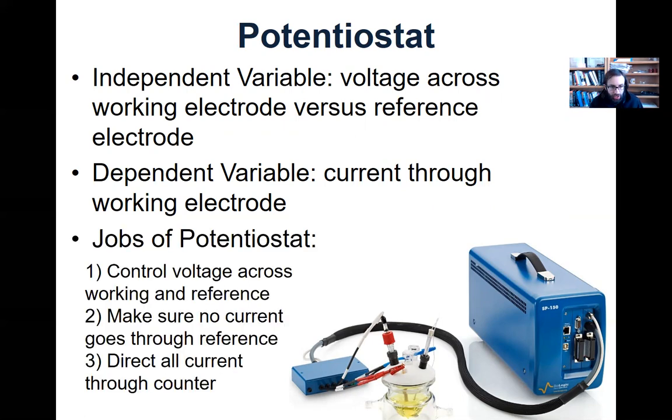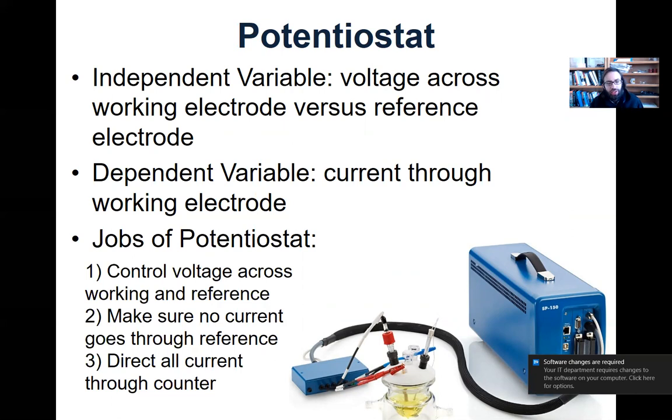What is the potentiostat going to do for you? It has 3 major jobs. The first is controlling voltage across the working and the reference electrodes. Okay, so it could be modulating that over time, depending upon what experiment you're going to do. Or it could be holding it constant. Right? There are different experiments. We'll talk about those.